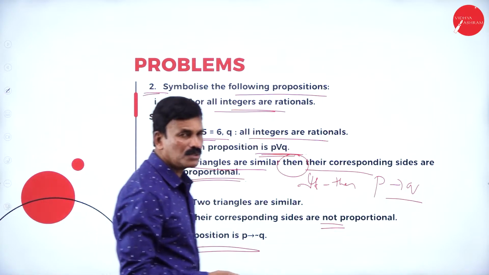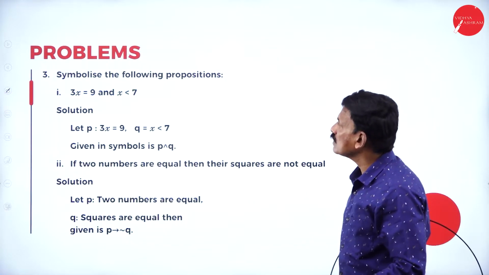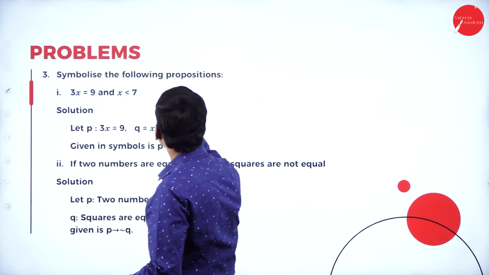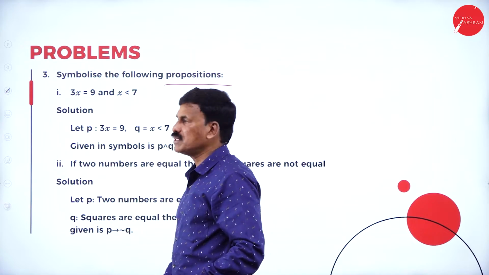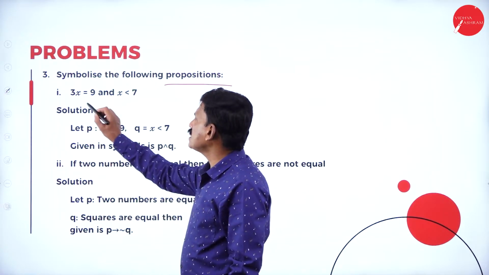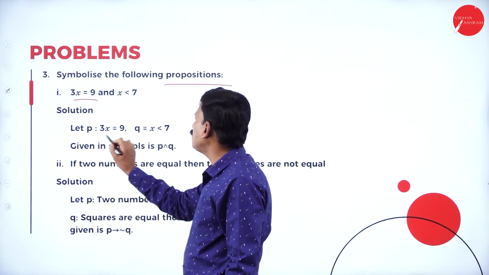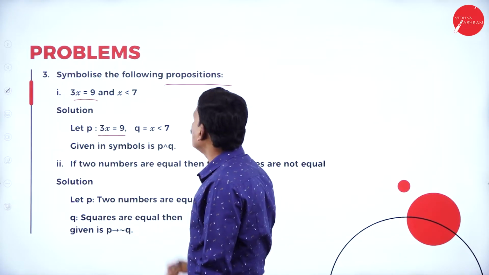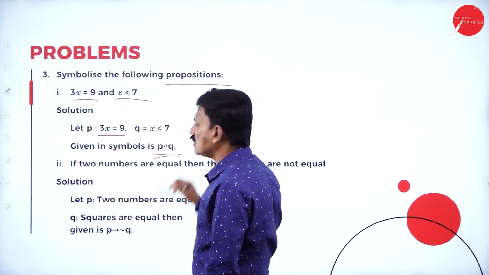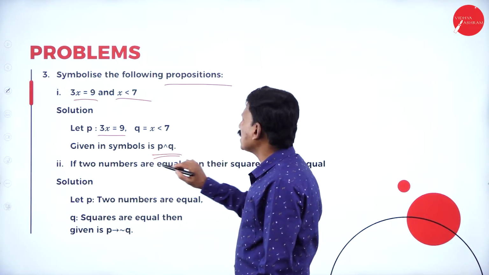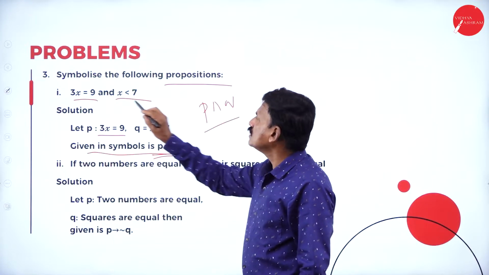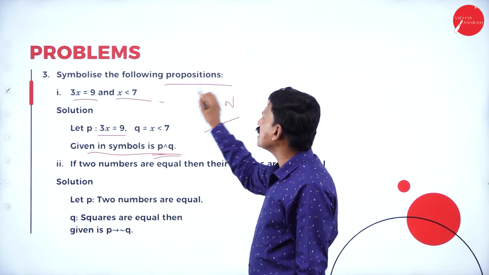Okay. Now let us come to the next set of problems. Next problem, same. Let us take one more example. Symbolize the following proposition. What is given? 3x is equal to 9 and x is less than 7. So 3x is equal to 9 is nothing but P. What is Q? X is less than 7, and it is connected using the connective called conjunction. So and is nothing but the conjunction. So the given symbol is P conjunction Q. That means 3x is equal to 9 and x is less than 7.